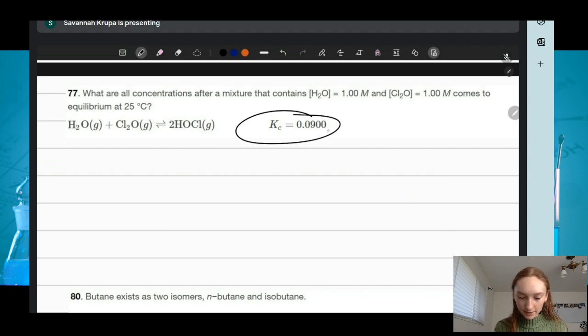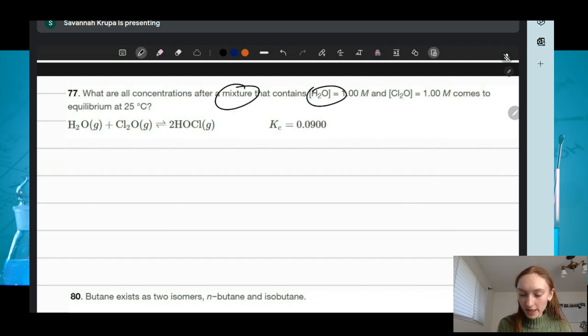So it is asking for the concentrations after a mixture. So it's asking for the mixture after it contains this. So basically, it's trying to use different terminology to tell you what is the product concentration. So we're going to be finding this concentration.